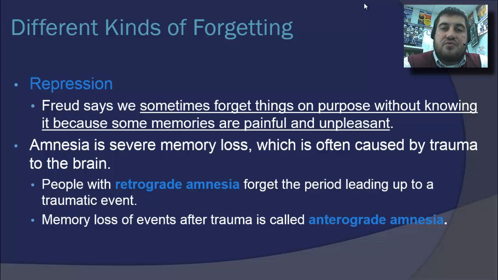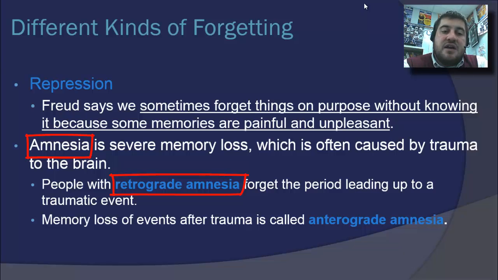Repression would be one of the three ways of forgetting that are natural. Amnesia is caused by trauma to the brain. This would be an injury. So people with retrograde amnesia forget things before the event. So everything leading up to the event.